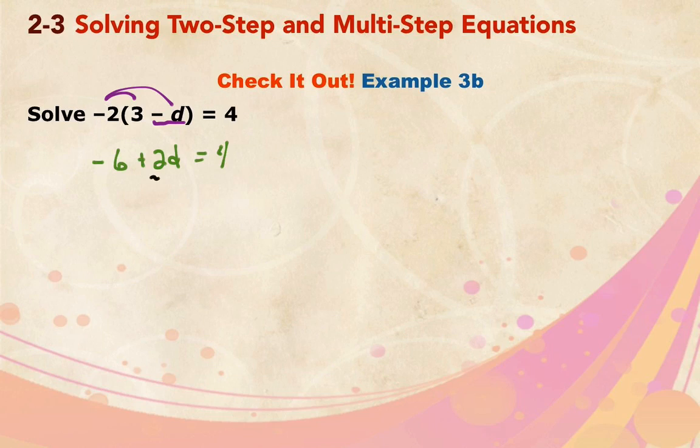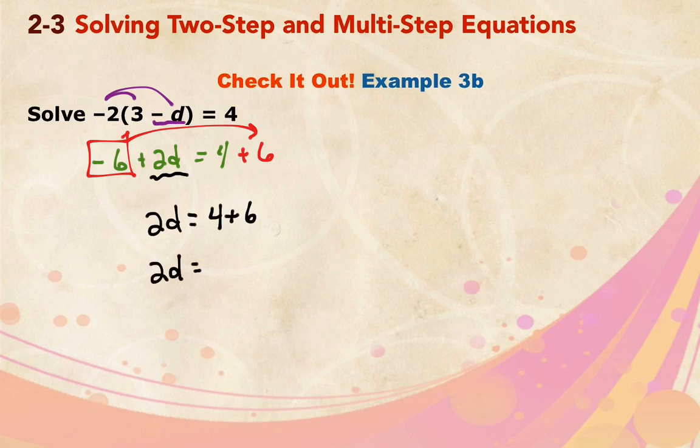So the only variable term I have is on the left side already, so I'm going to take this negative 6 and slide it over here to my right. Change it up, change the side, change the sign. Make that a 6. So to rewrite, I have 2d on the left, and then 4 plus 6 on the right. Well, 4 plus 6 is 10. And then we're going to do some simple division. Get rid of those two terms, and I'm left with d equals 5.